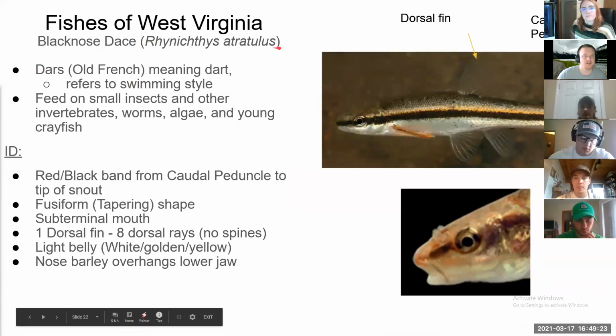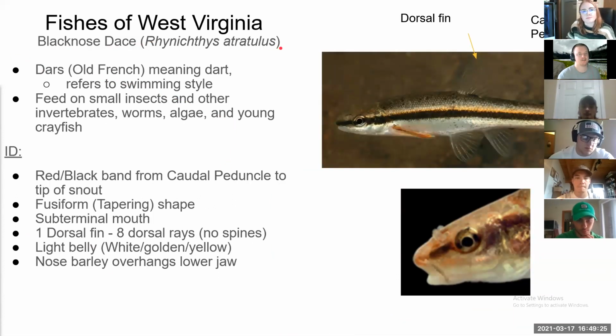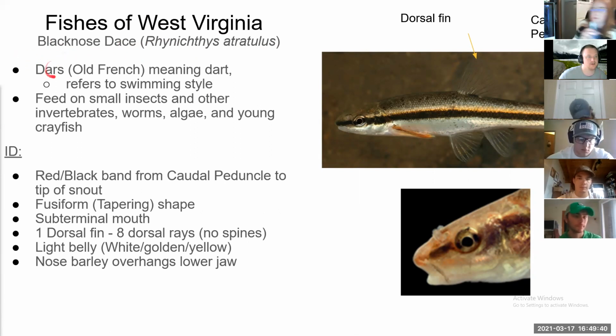So the blacknose dace, Rhinichthys atratulus. Again, this is in the family Cyprinidae. This is one we see a lot in our headwater surveys in this state. The dace name comes from dars, which is Old French meaning to dart. It kind of refers to its swimming style. These feed on small insects and other invertebrates mainly.